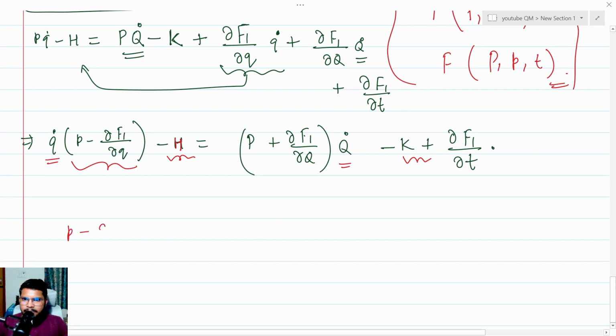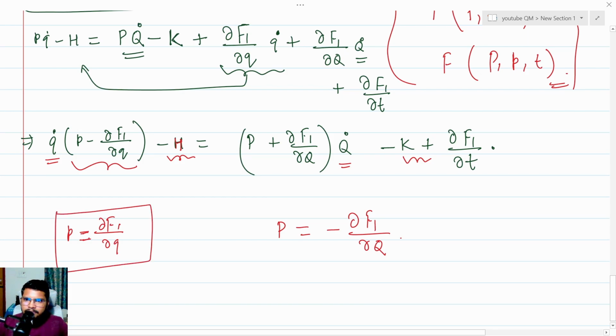Hence, I will say that p minus del F1 by del q is equal to 0, and this capital P is equal to, if it vanishes, simply del F1 by del Q, with negative and positive signs. So now, if I know the generating function F1, I simply know what the momentum would be. I will take F1 with respect to Q, and I will know the transformed momentum.